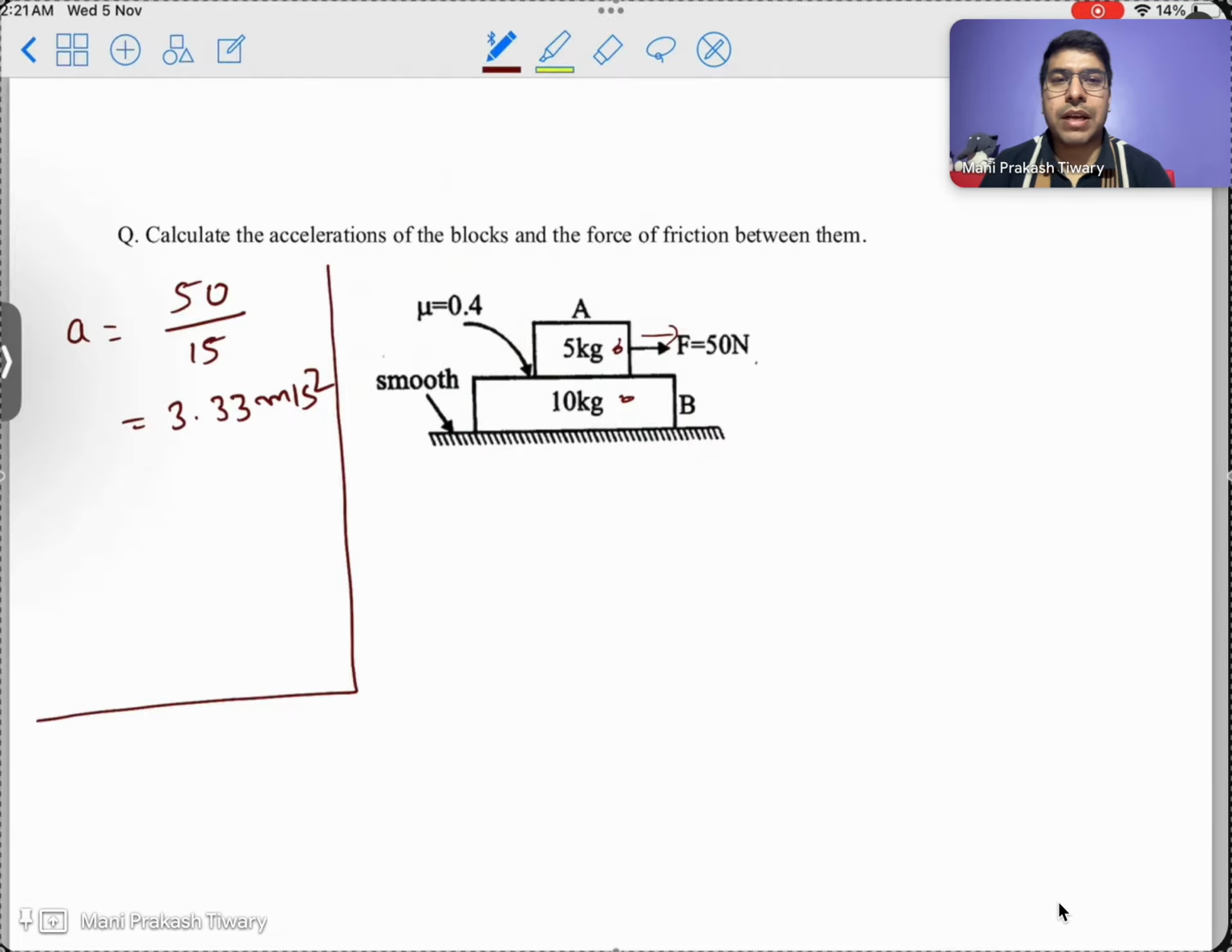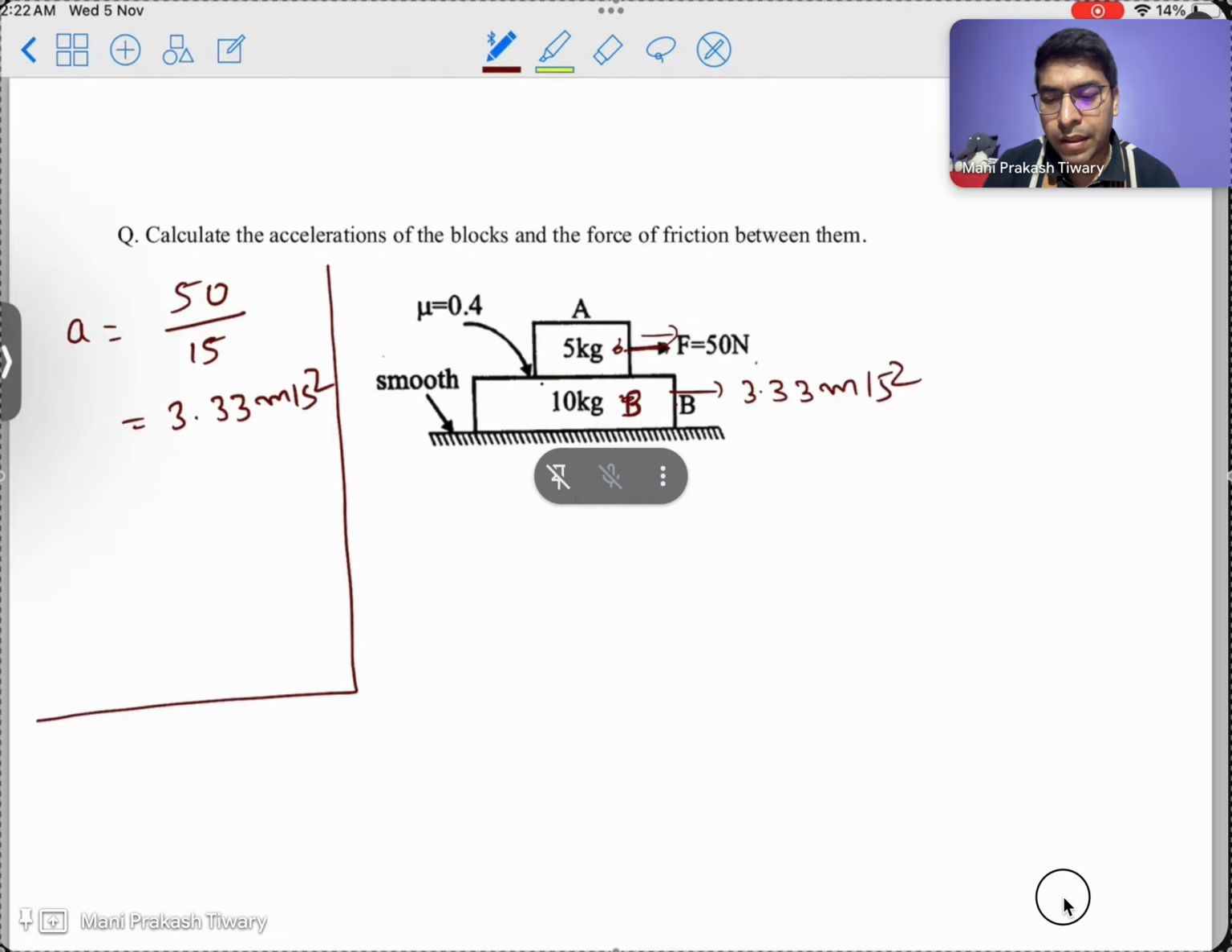Now what you have to consider: this block A is moving due to which force? Obviously block A is moving due to this 50 Newton force, right? And what about block B? Block B is moving due to the frictional force that A is applying on B, right? So if block A is moving with 3.33 meter per second square, how much force is needed?